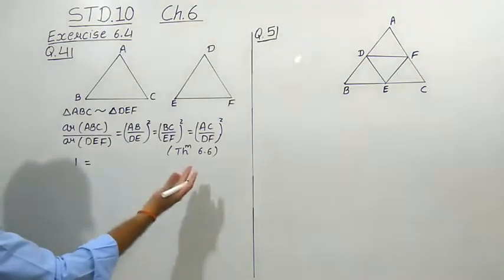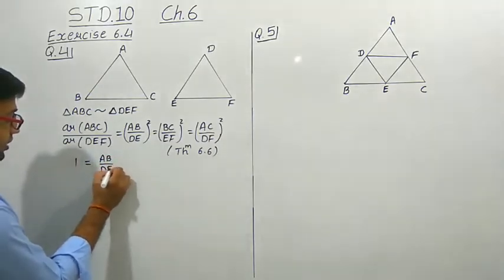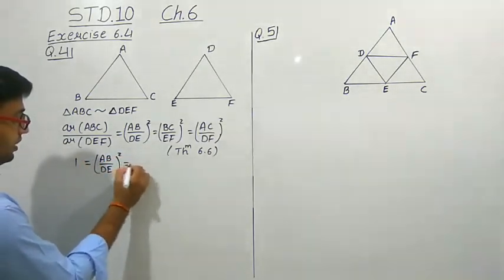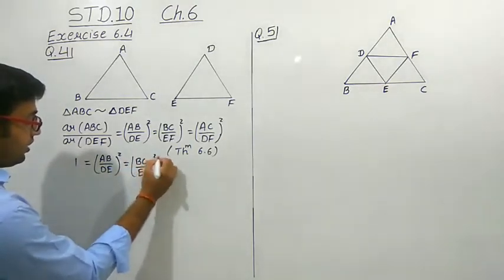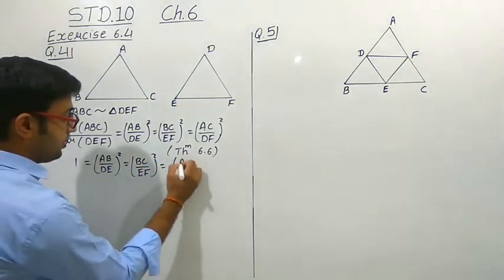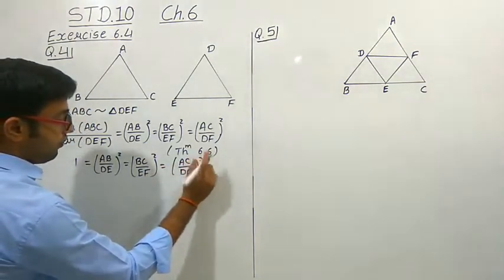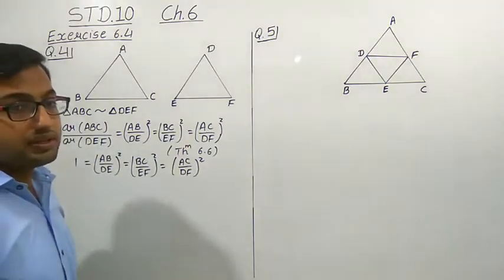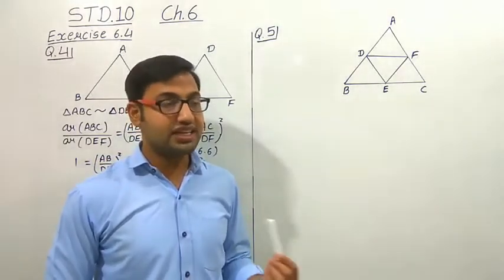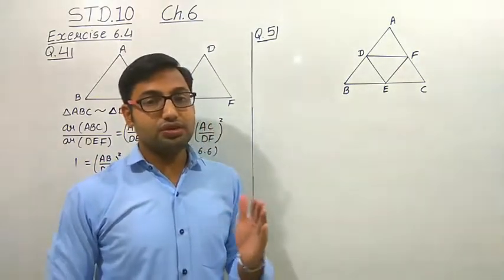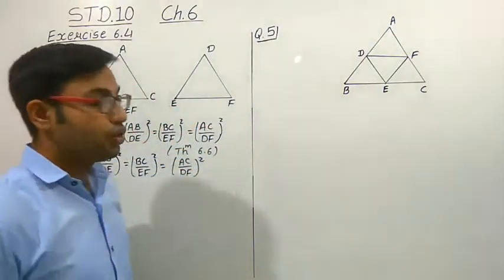So the right hand side will remain as it is, that is 1 is equal to AB upon DE whole square, that will be equal to BC upon EF whole square, and that is again equal to AC upon DF whole square. Now what do we have to prove? We have to prove that the two triangles are congruent to each other. We have one criterion of congruence, that is SSS. That means if all the three sides of one triangle are equal to the corresponding sides of another triangle, then the two triangles will be congruent.